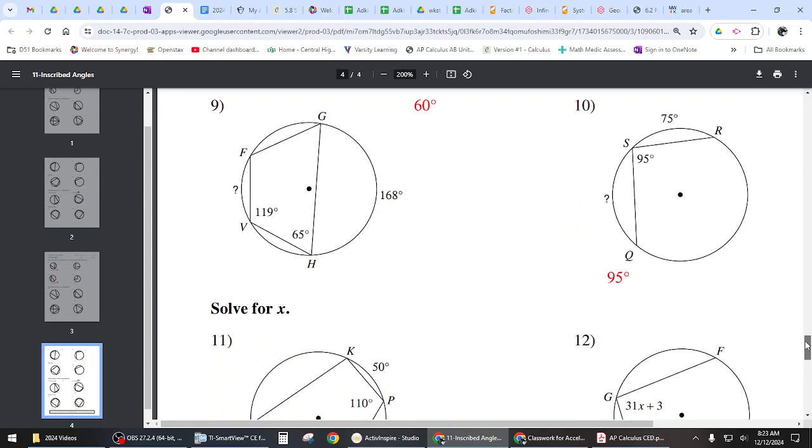Okay, I got that one. What's true about opposite angles in an inscribed quadrilateral?